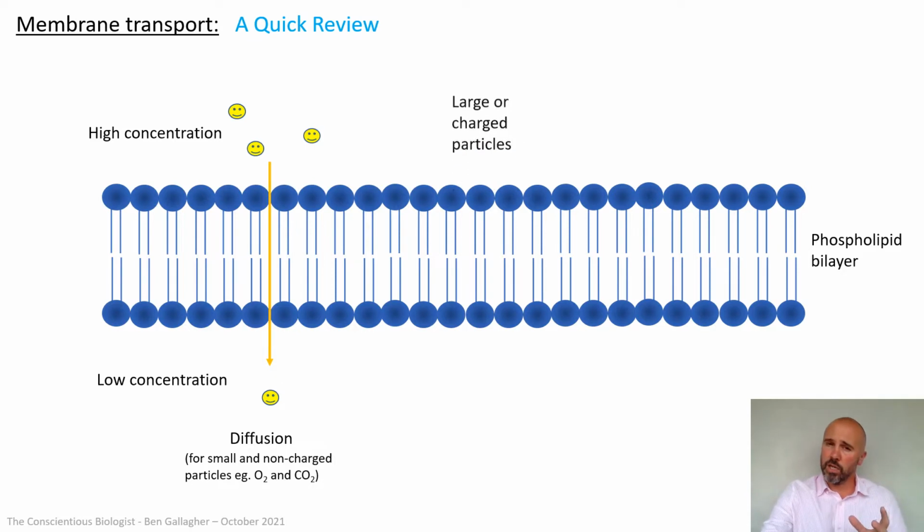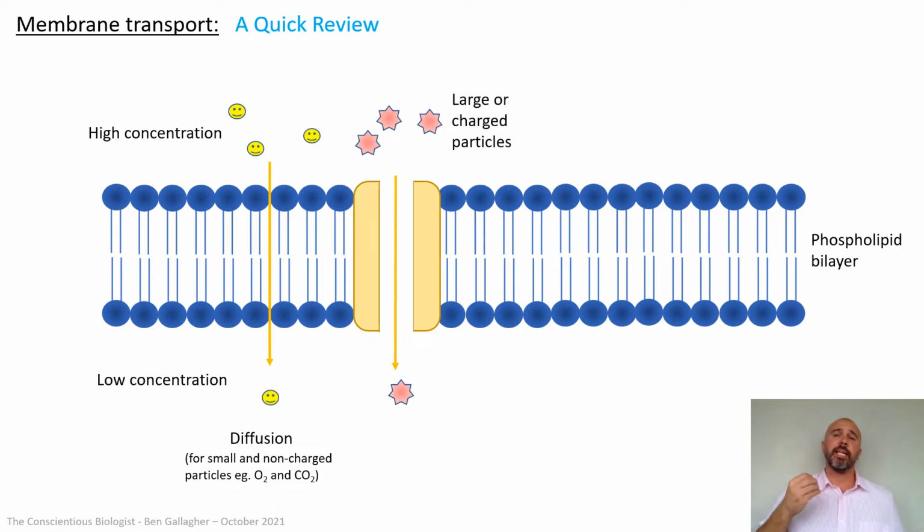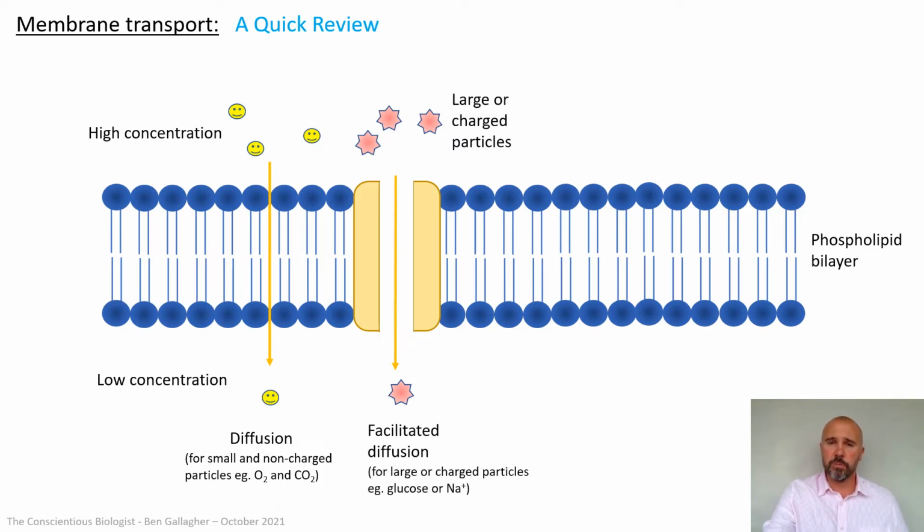Now if you've got large or charged particles, they can't go through the fatty acid chains, so they need to be helped, and they're helped by large proteins, because remember, proteins do pretty much everything. And these large proteins that are transmembrane will have a channel through them through which those particles can travel. But they still have to travel from a high concentration to a low concentration, so down a concentration gradient. But because they need to be helped, and the proper word for help is to facilitate, this is facilitated diffusion. And that's for large or charged particles such as glucose or sodium ions.